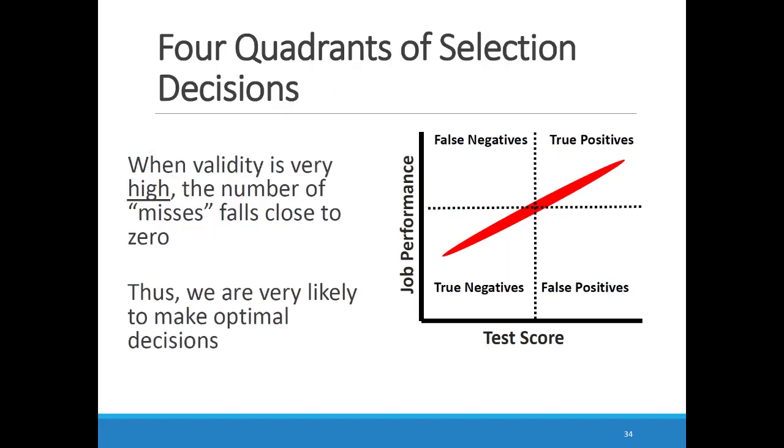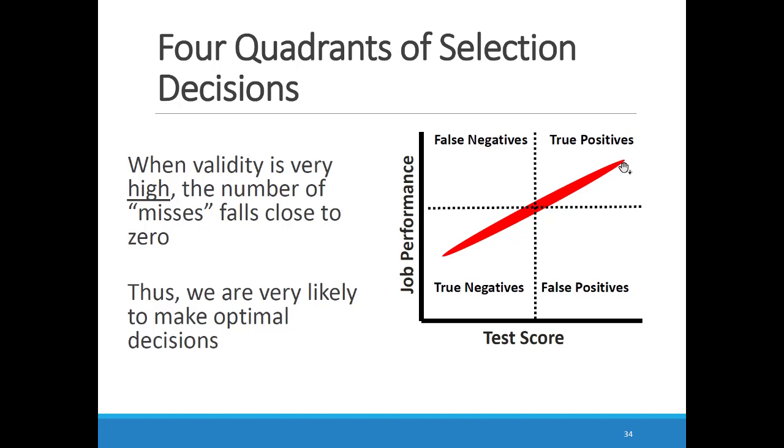What slide 34 is illustrating is a test predictor that has very high validity. If you remember back from our chapter 2, when we have a correlation that is very strong, it tends to be clustered around a line. In this case, it's a positive relationship, so it goes from the lower left to the upper right.